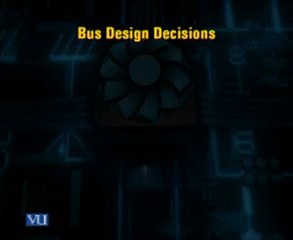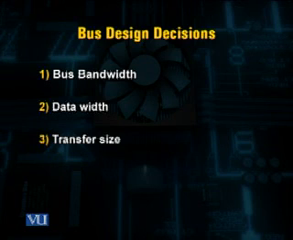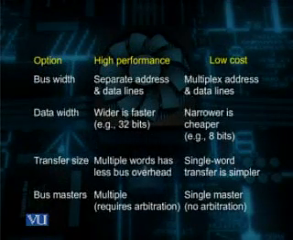How we can make use of all this to decide about designing a bus. The bus design decisions are basically made on the basis of different attributes. These attributes are referred to as the bus bandwidth, data width, and transfer size. Based on the bus bandwidth, separate address and data buses are used for high performance bus architecture, while the multiplexed address and data is used for low cost designs.